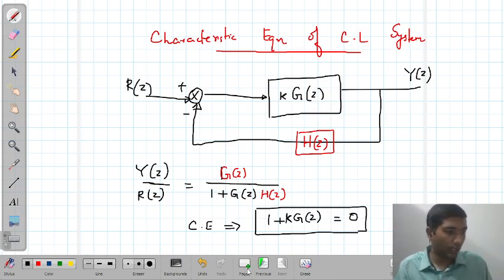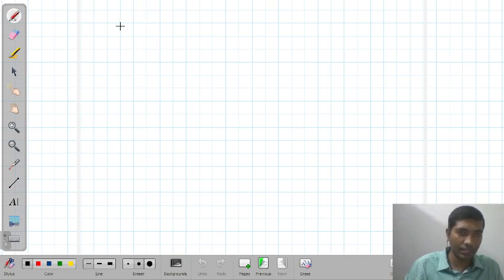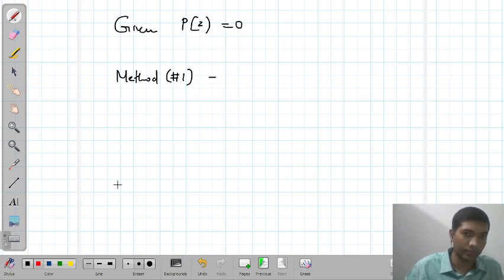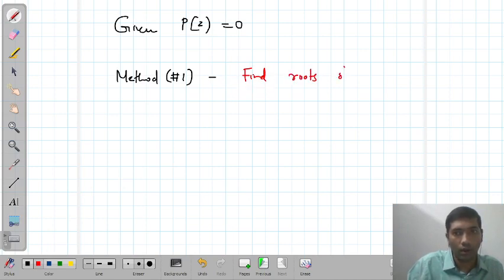Now coming to the methods to check the stability of a discrete time system if you are given the characteristic equation. Let me denote the characteristic equation by p of z equal to 0. What are the different methods? Method 1 is a pretty straightforward method: you try to solve this equation, or find the roots of p of z equal to 0.